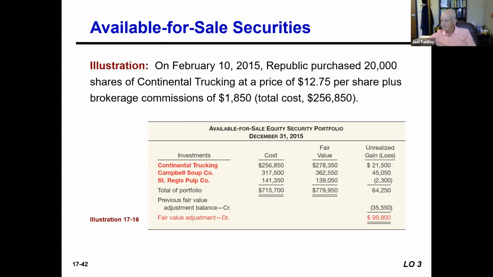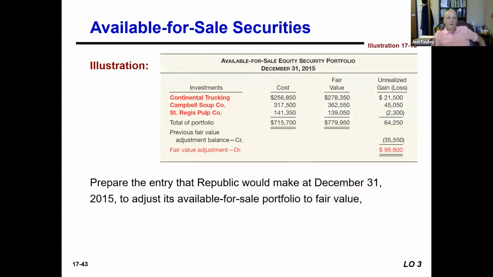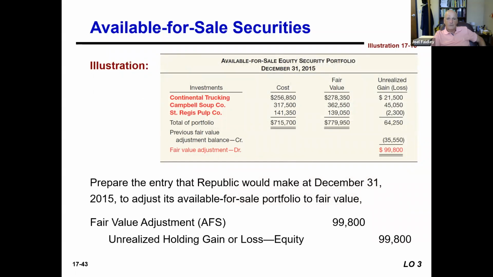All right. Not that bad, is it? All right, so there's my journal entry. Debit fair value adjustment, $99,800. Now we've got a balance of $64,250, right? Which is what it should be after we sold one company and bought another one. That's what it should be, $64,250. And then that goes to equity, OCI, because this is available for sale. But again, available for sale and trading are treated the same now. It just doesn't say that in your textbook or the PowerPoints or the homework.